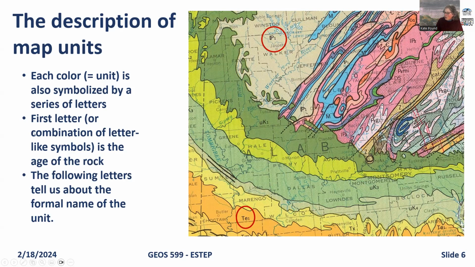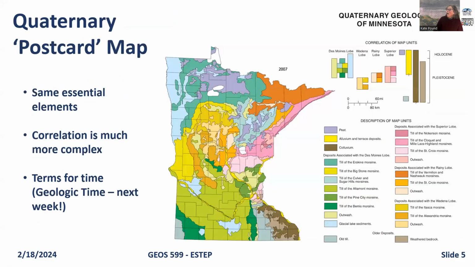So first letter is the age of the rock. The following letters tell us about the formal name of the unit. And sometimes you have 3 or 4 letter combinations. I'm going to go back a slide now.